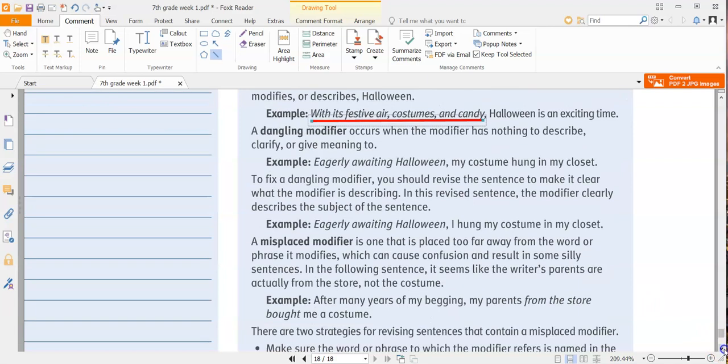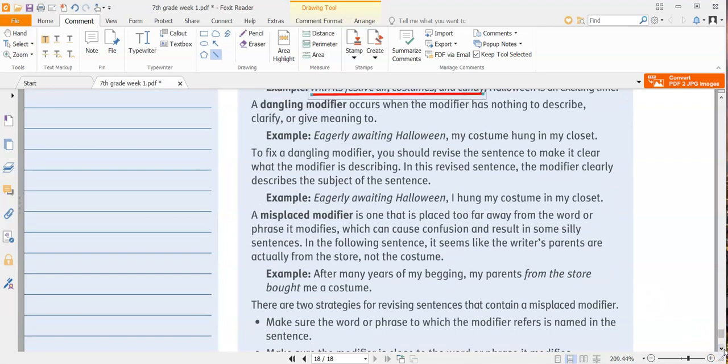Now, a misplaced modifier is one that is placed too far away from the word or phrase it modifies, and that can cause confusion and result in some silly sentences. In the following sentence, it seems like the writer's parents are actually from the store, not the costume. After many years of begging, my parents from the store bought me a costume. So it sounds like the parents are from the store. Obviously, that doesn't make any sense, so it needs to be revised.